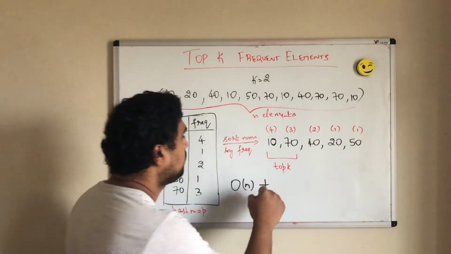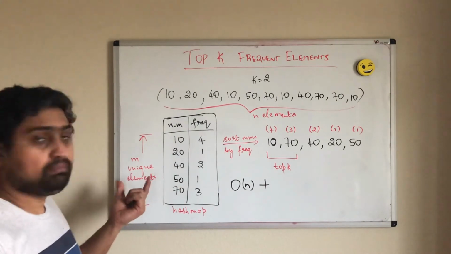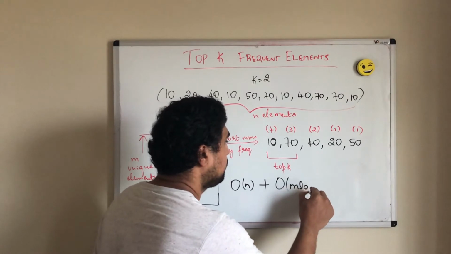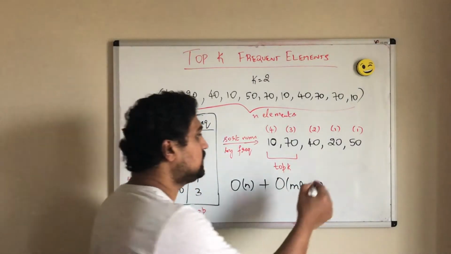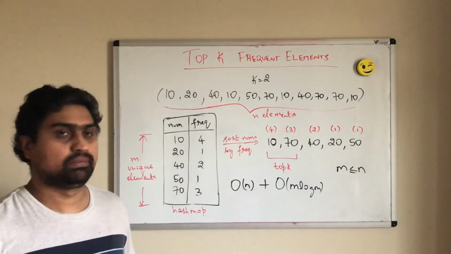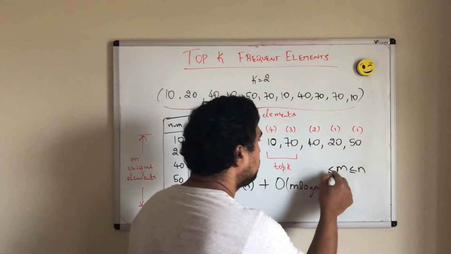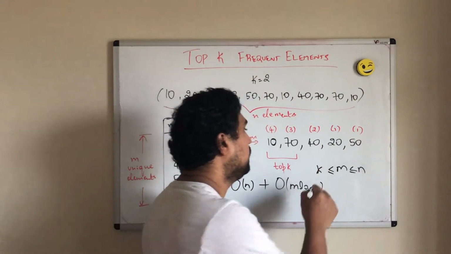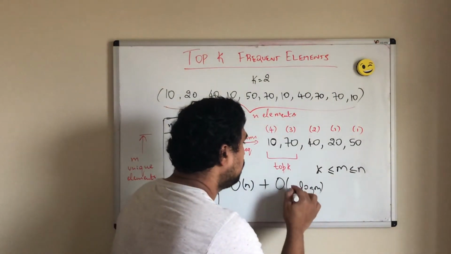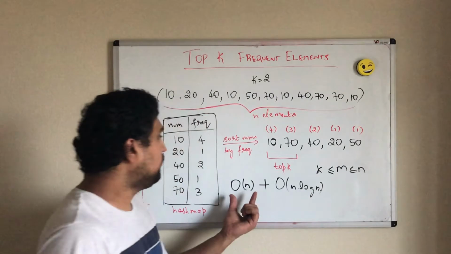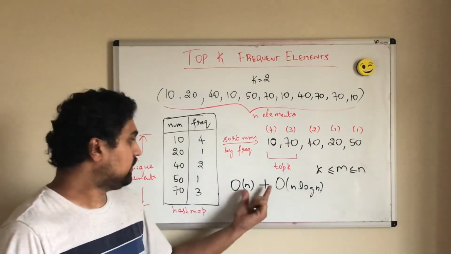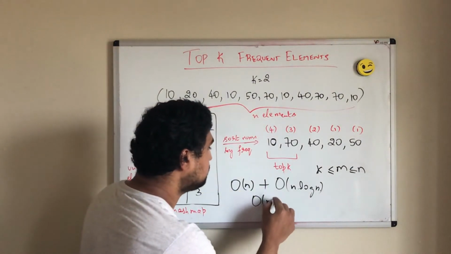And to sort these m unique numbers, the time complexity is big O of m log m, where m is less than or equal to n. m is the number of unique elements in the given list, and m is greater than or equal to k. Now in the worst case, m is equal to n. In that case, the time complexity is big O of n plus n log n, and for large values of n, this will subside to big O of n log n. So the overall time complexity is big O of n log n.